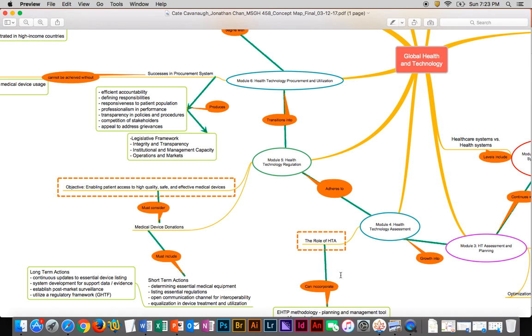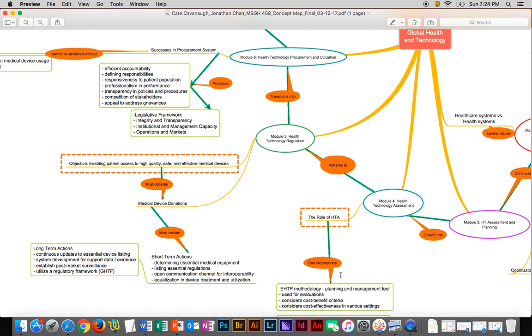In the map, you can see that some of these short-term actions include determining essential medical equipment, listing essential regulations, having an open communication channel for interoperability, and the equalization of device treatment and utilization. Some of the long-term actions, on the other hand, include continuously updating the essential device list, ensuring constant system development for support data or evidence, establishing post-market surveillance, and utilizing a regulatory framework such as GHTF.